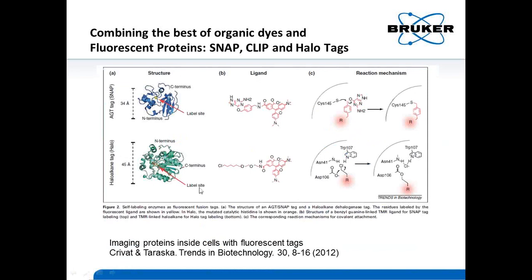In terms of halo tag, very similar phenomena here. It's also an enzyme-based type of technology. So in this case, since they all have different motifs that they recognize, you can combine them to do two to three color experiments. So it's very specific, very fast, very reliable.